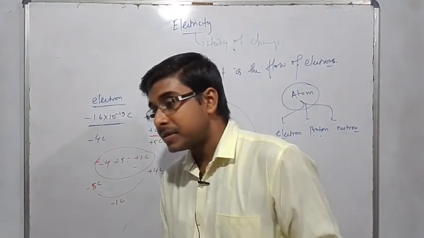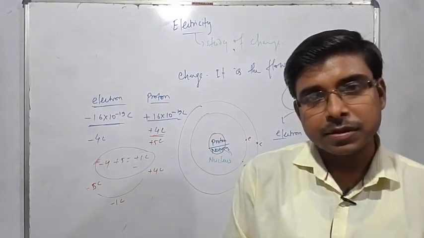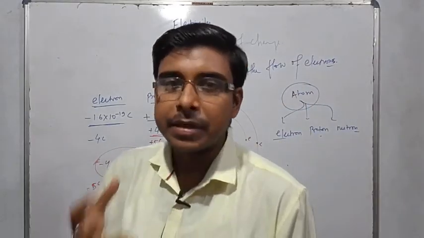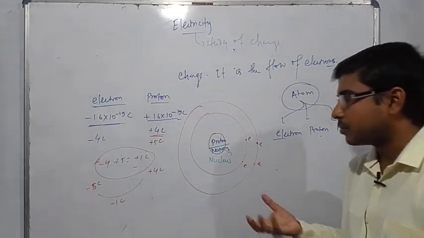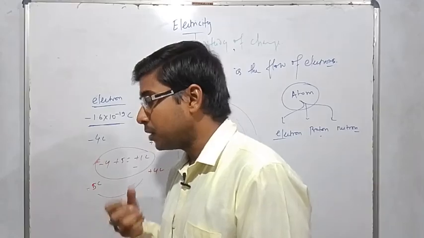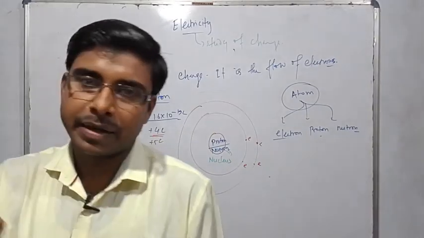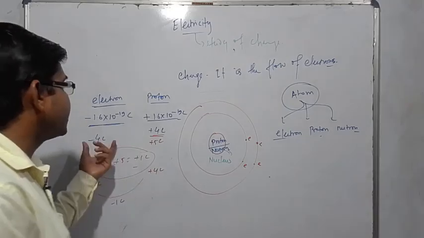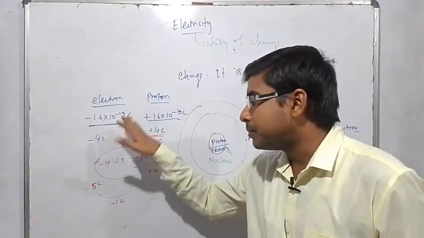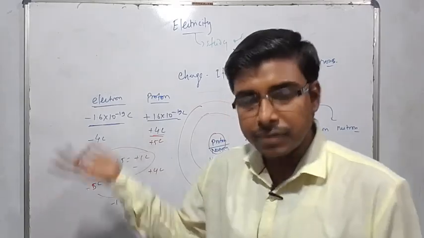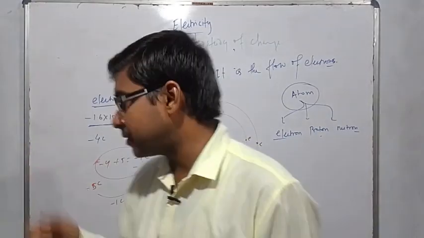But the problem is that the proton exists inside the nucleus and it is next to impossible to break the nucleus. It can only be broken when we do nuclear fission, and that is a very big process we cannot do at home. So how can a body be charged? There is only one way to make a body positively or negatively charged: by disturbing the number of electrons. If we minimize or maximize the number of electrons, then we say that a body is charged either positively or negatively.